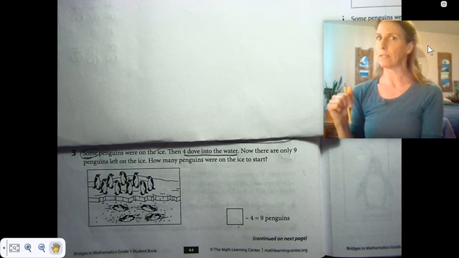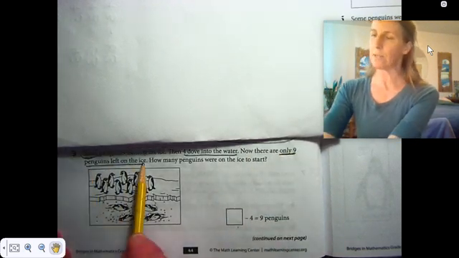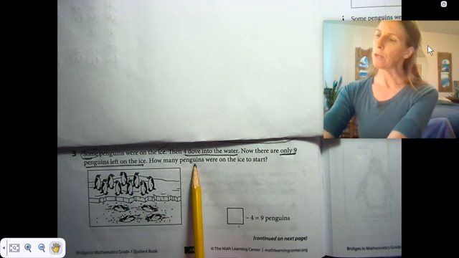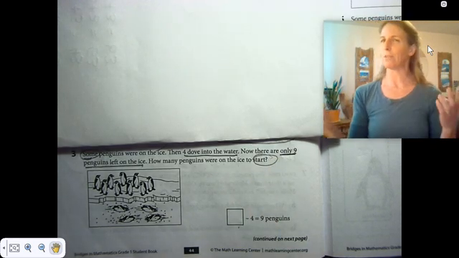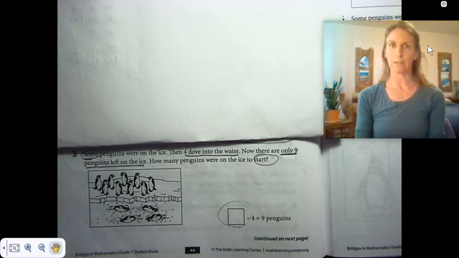Bye-bye. That's minus. That's takeaway. Now there are only 9 penguins left on the ice. How many penguins were on the ice to start? Whenever they're asking you how many were there in the beginning or the start, that's that beginning number that's missing that we have to solve for.